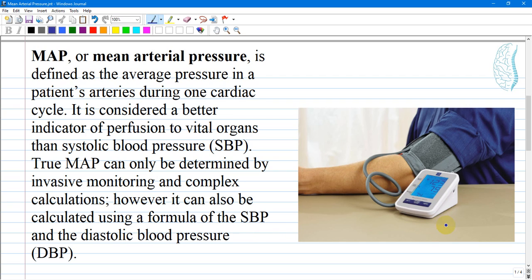On the right side, you see one of the cuffs with monitors that can be used for measuring blood pressure without a stethoscope.